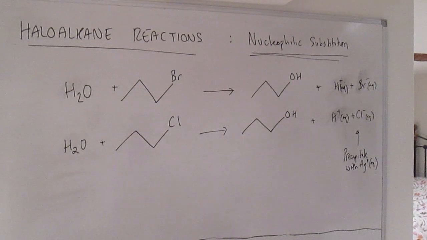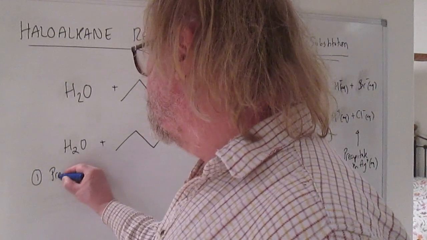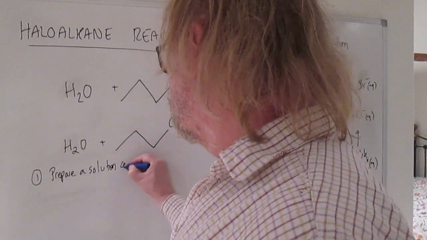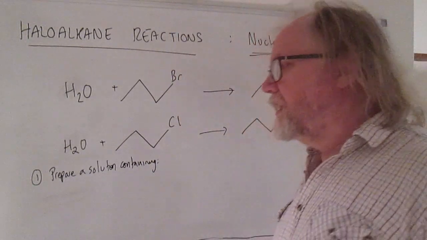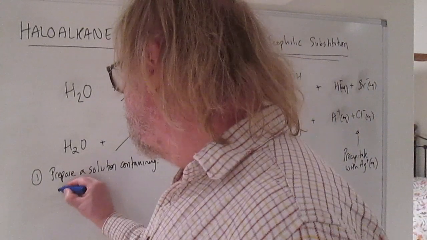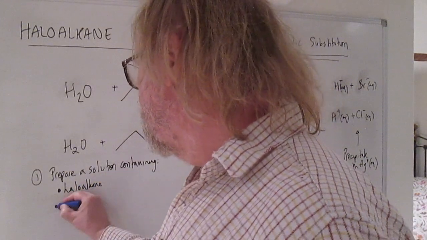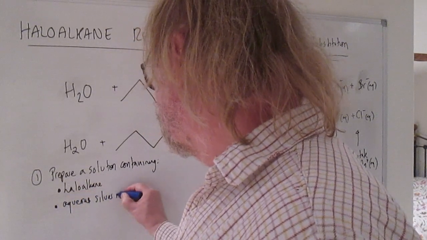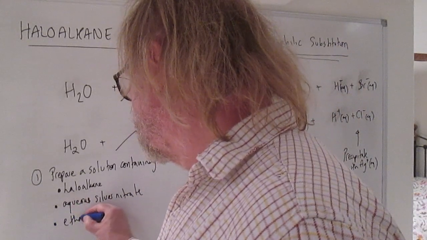So what you do is that you prepare a solution containing, and you need basically three components. You need the haloalkane, you need aqueous silver nitrate, and the least obvious one is that you also need ethanol.